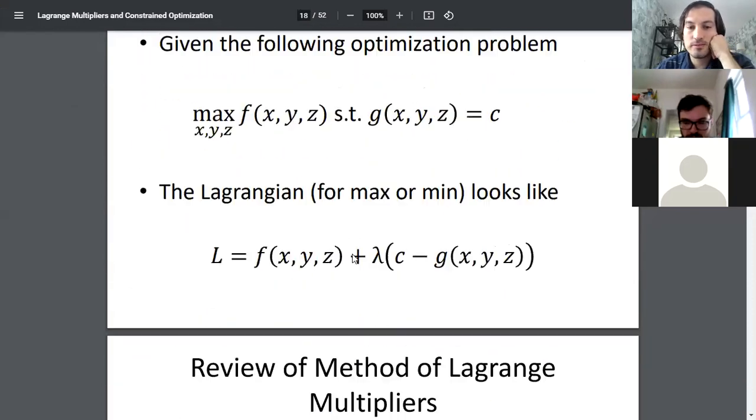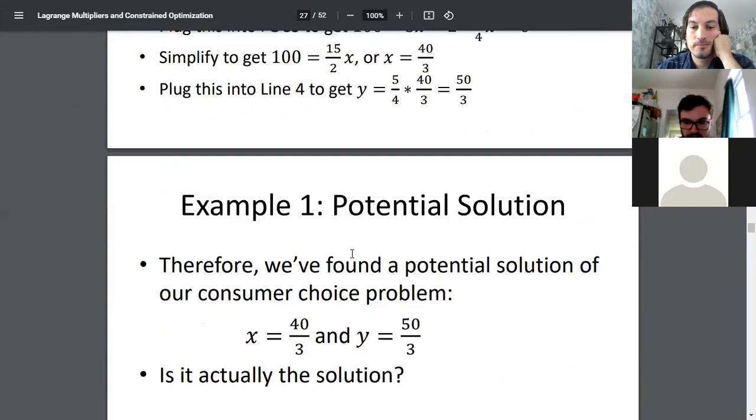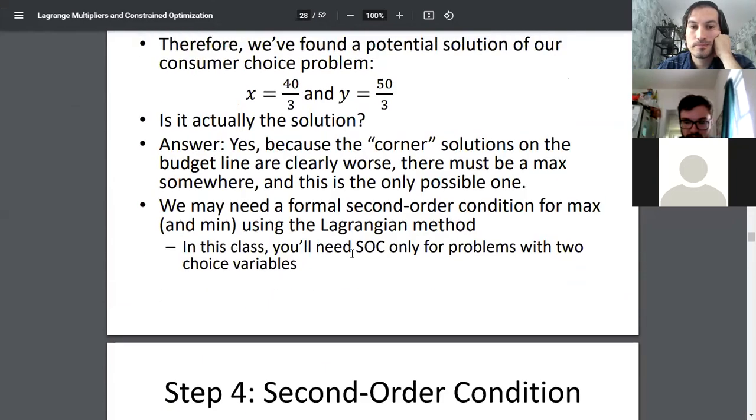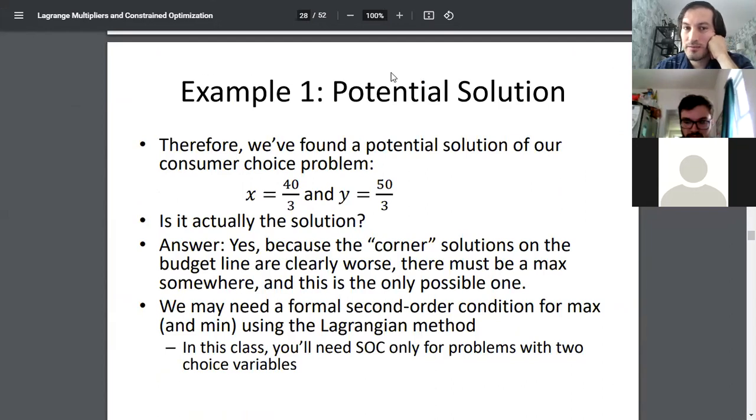This is stuff we've already done. Here we go. By the way, this was the end of the previous example of the Lagrange method. And we got this answer, and I said, is it the solution or not? And I didn't tell you the second order conditions. We just said, yes, it has to be the solution. It's the only possible max because the corner solutions are clearly worse. And there has to be some maximum, and this is the only chance that it could be. Okay.